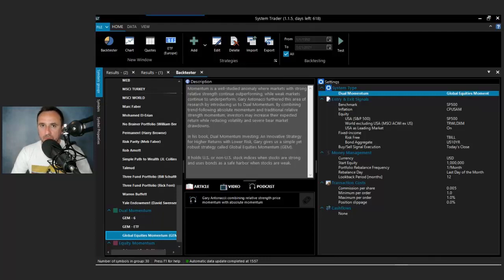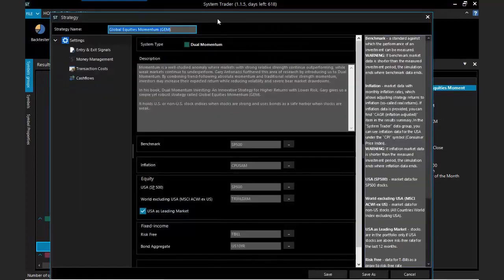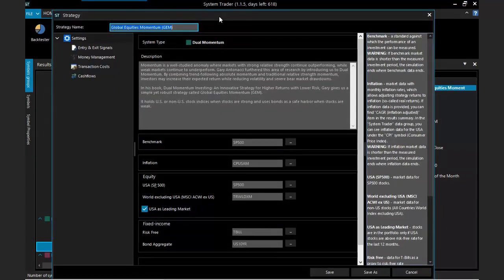Global Equities Momentum, which was introduced by Gary Antonacci. The strategy is very simple, although very powerful, and the whole idea is based on the momentum anomaly. In general, momentum says that if a market is strong, then it continues to outperform other markets, while weak markets continue to underperform.